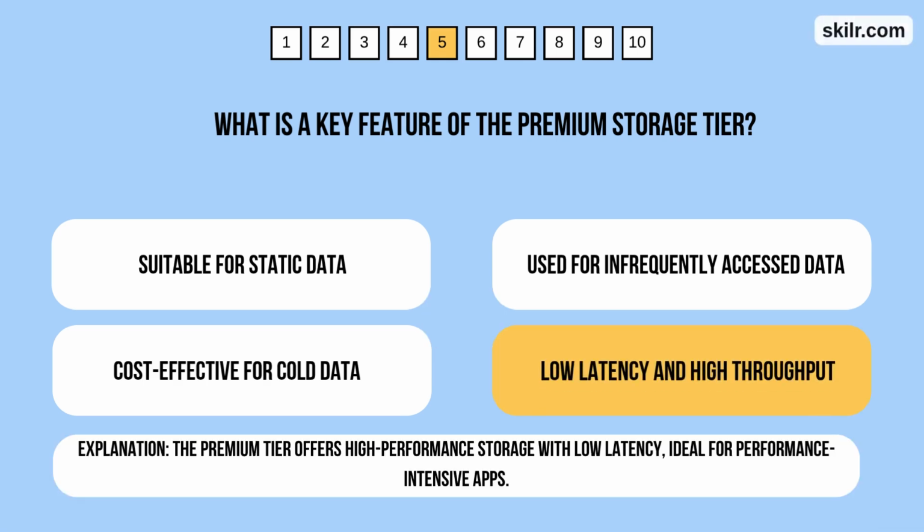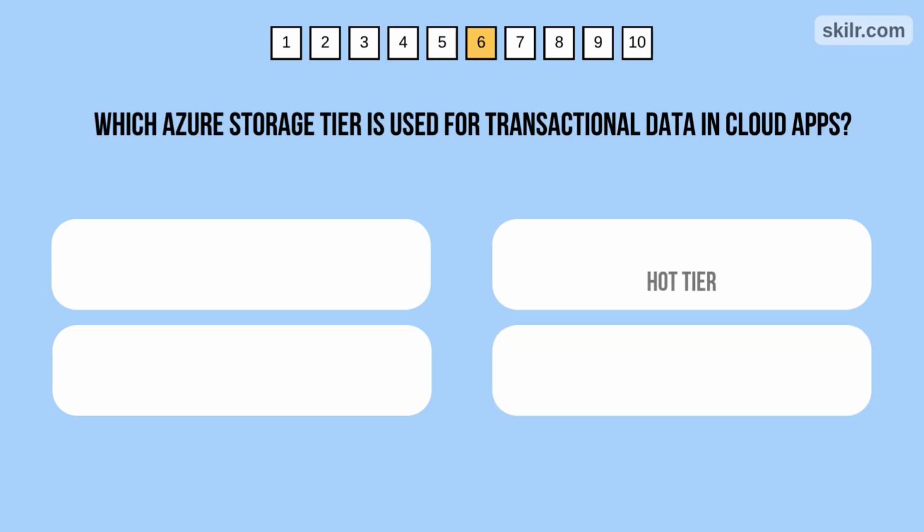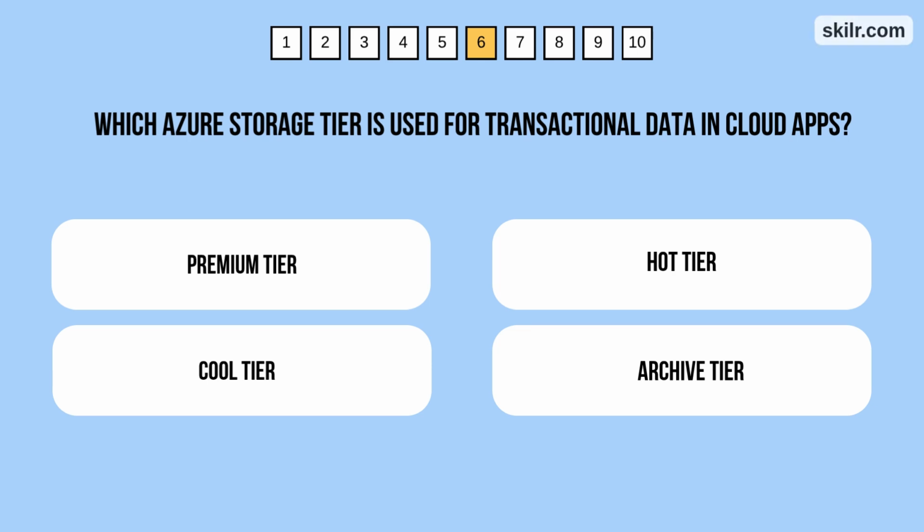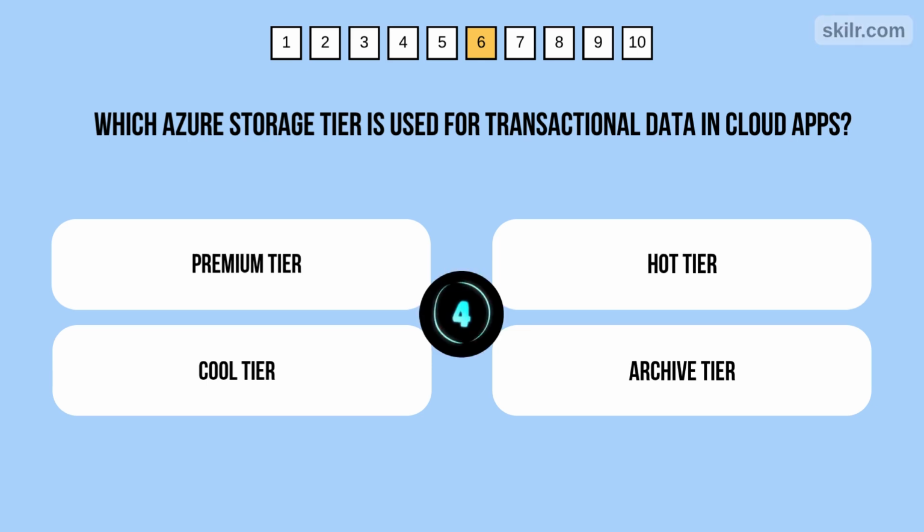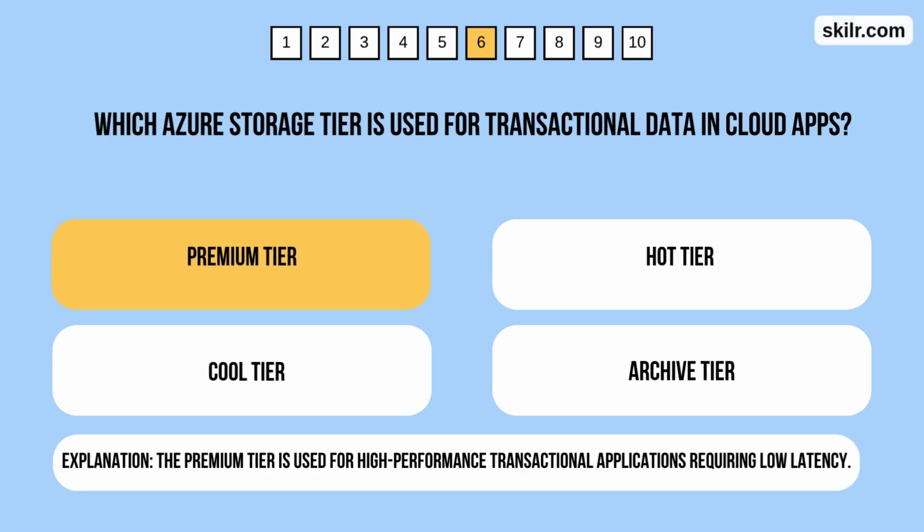The answer is low latency and high throughput, as the Premium tier offers high-performance storage with low latency, ideal for performance-intensive apps. Question 6. Which Azure Storage tier is used for transactional data in cloud apps? The answer is Premium tier, as the Premium tier is used for high-performance transactional applications requiring low latency.